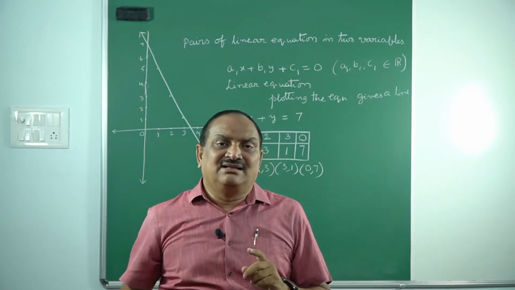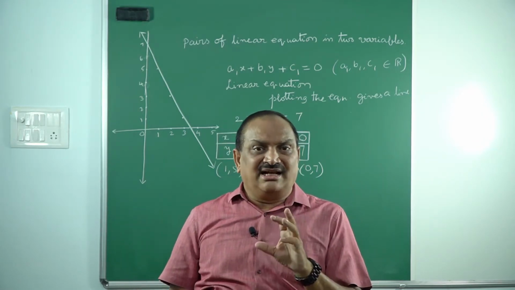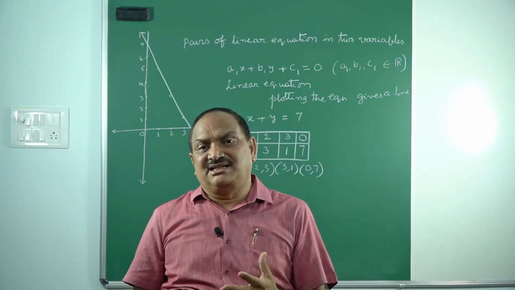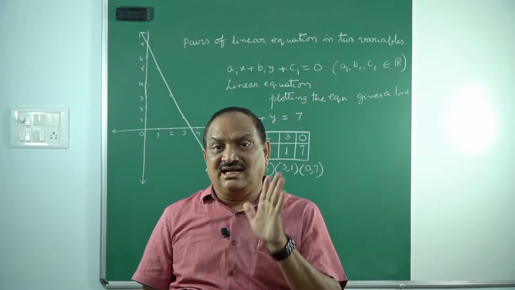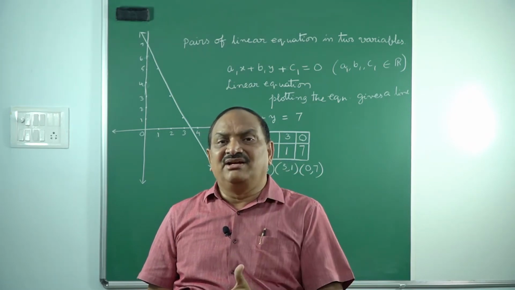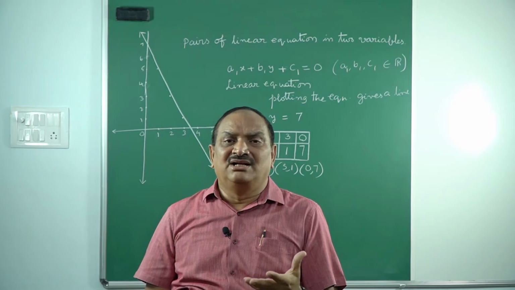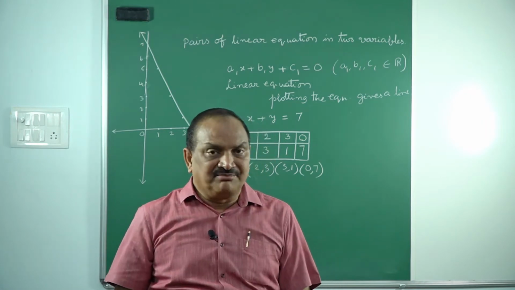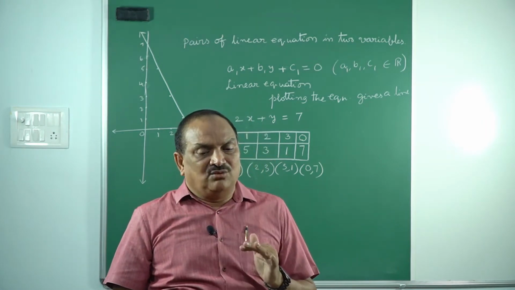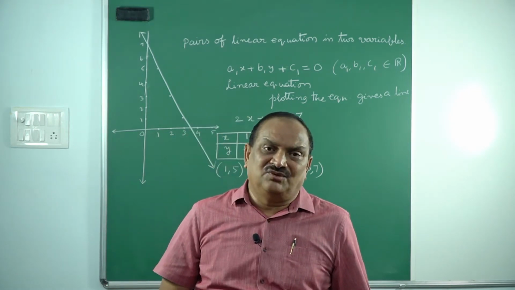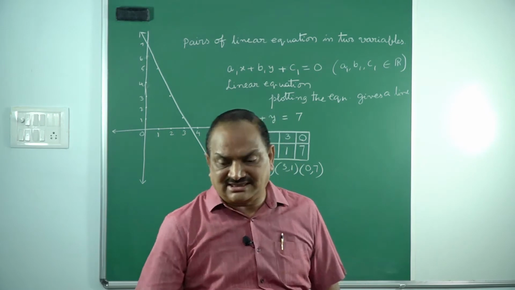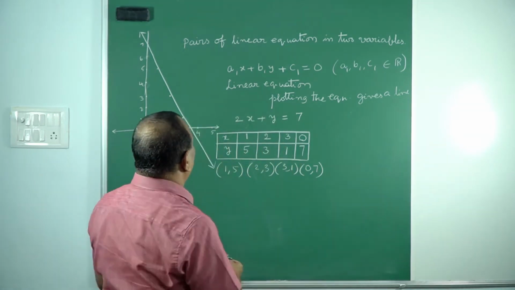And remember that a line is what you see on the graph paper. That's a geometrical representation, but algebraically it's given in the form of a linear equation. That linear equation is giving me a line. Therefore, we call it a linear equation. Fine. Now we take two lines in the plane. How they can be, let us understand.